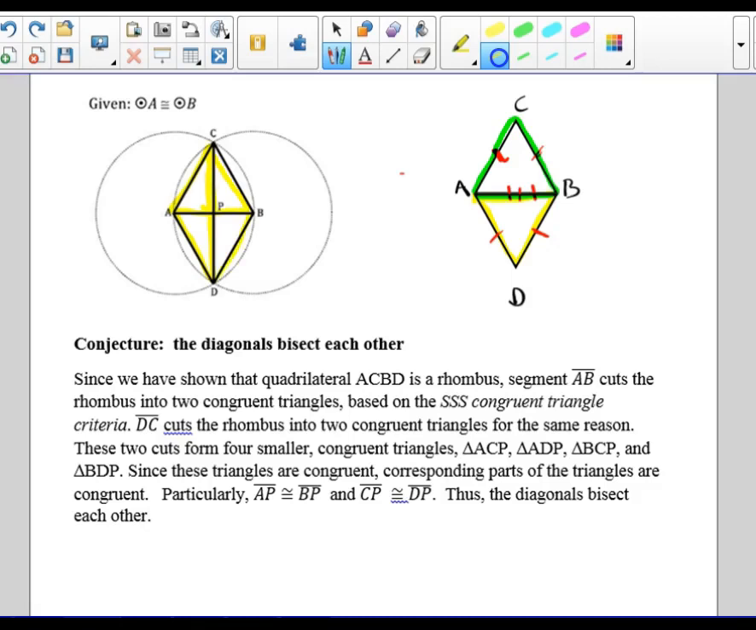Since the triangles are congruent, we know that corresponding parts must be congruent. So this is what we have so far, and then we know based on this that AP will be congruent to BP, and CP will be congruent to DP. Therefore, the diagonals of a rhombus bisect each other.